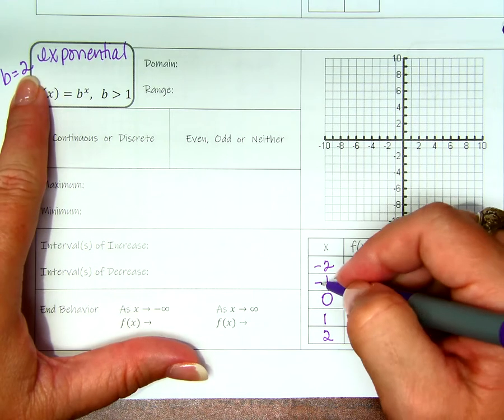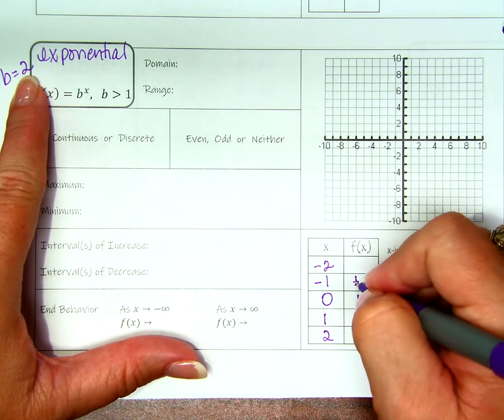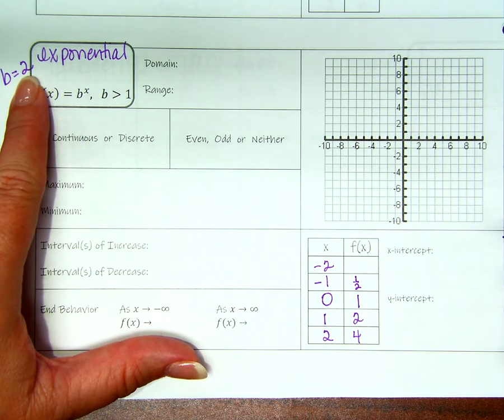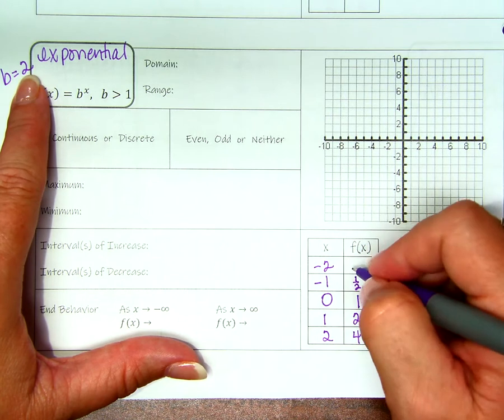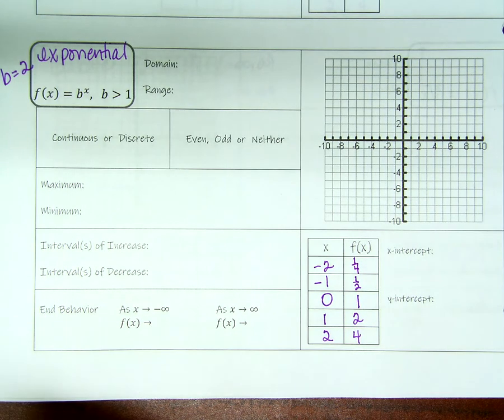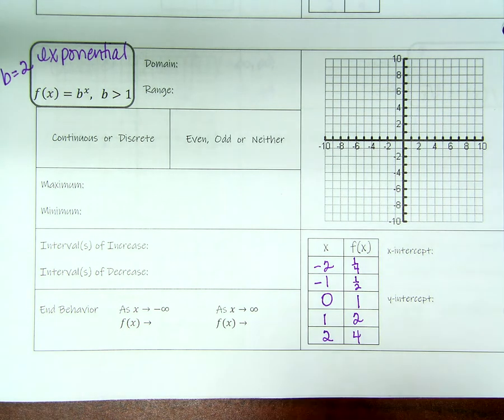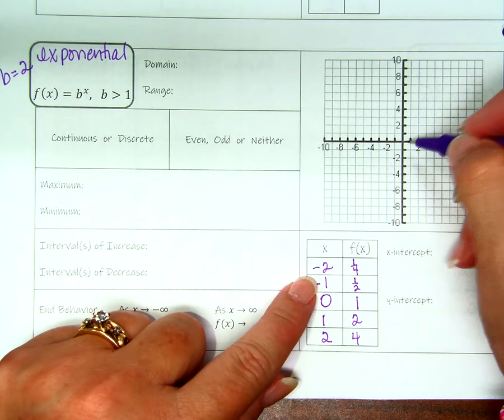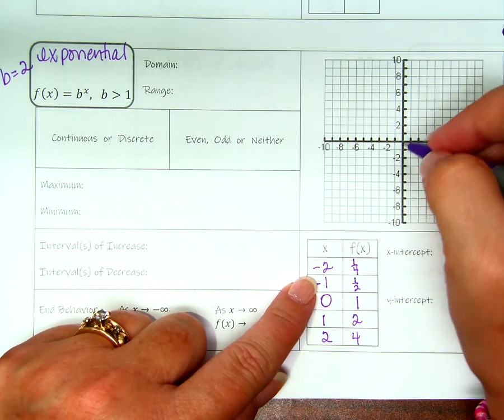2 to the negative 1 power is 1/2. 2 to the negative 2 power is 1/4. Again, when we get to the exponential unit, it will make sense, because I've got a big visual that I show you to help it make sense. It's okay if it doesn't make sense right now, for sure. So let's go ahead and plot these points on this graph.